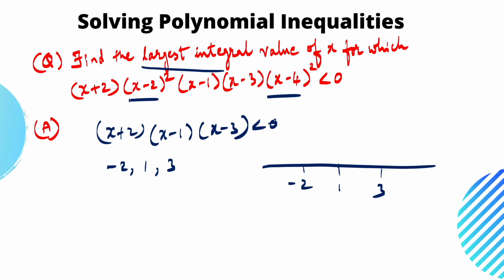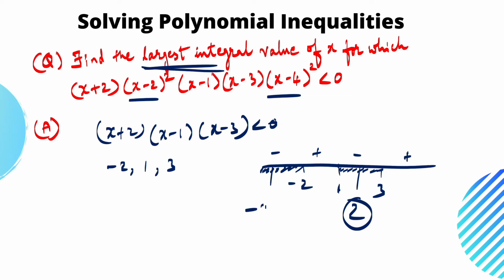If we observe the coefficient of x power 5, it is positive. So we shall start with positive sign from the rightmost side. So positive and negative. But what do we want here? We want the largest integral value, and the sign is less than, so consider only the negative area. In this negative area, that is from 1 to 3, what is the largest integral value? It is 2. And from this other negative area, the largest value is minus 3.